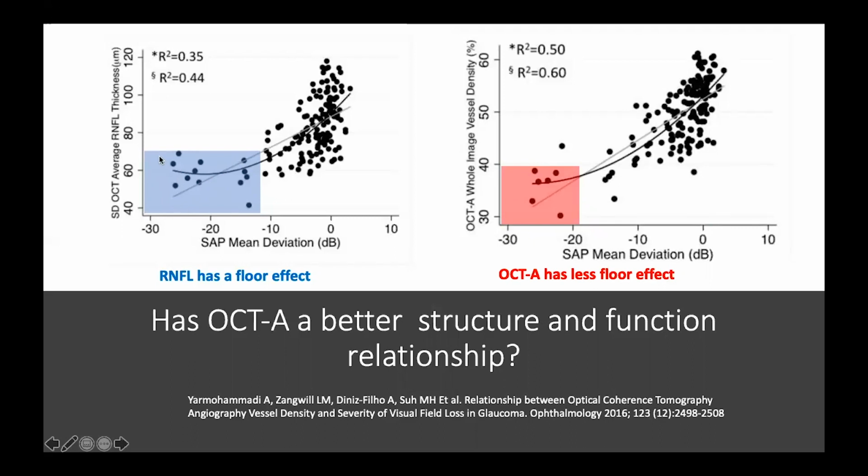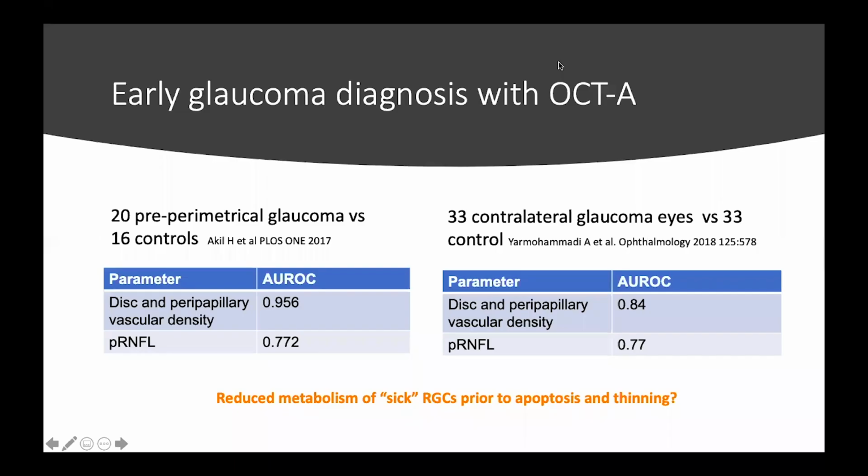So RNFL has a floor effect. OCT-A has less of a floor effect. So possibly that's why the correlation is better in OCT-A with higher R2 values. There are also interesting results in early glaucoma. There are small studies, so we need further evidence to say this.